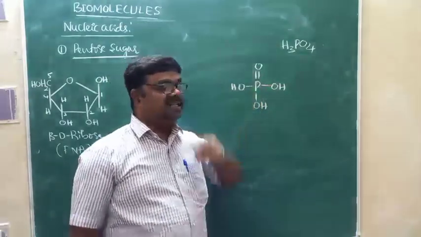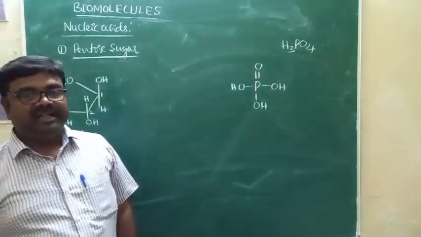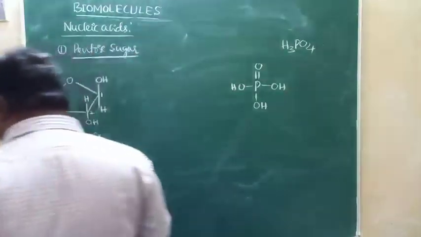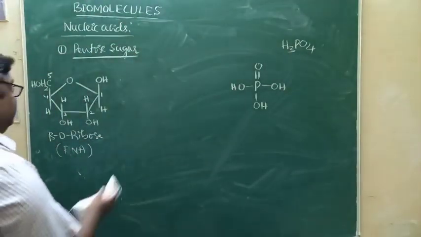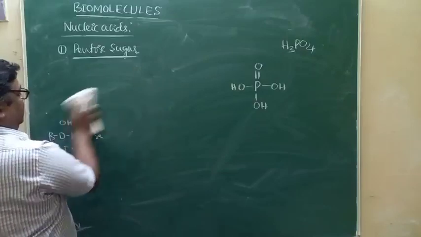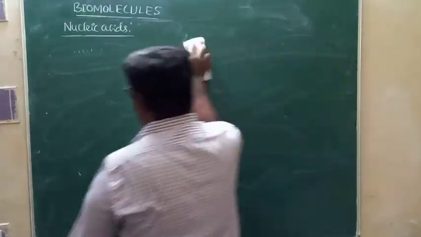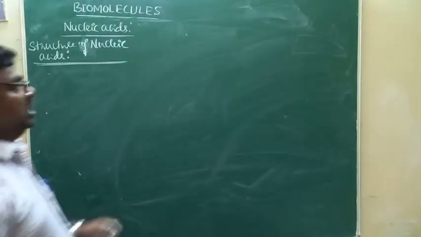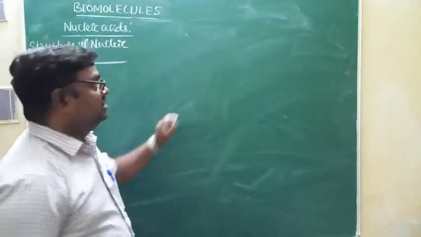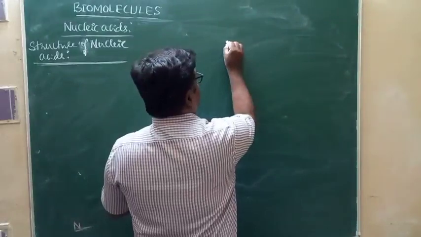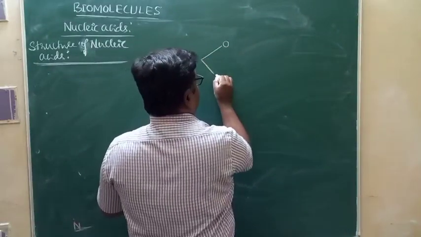So this is what we call phosphoric acid unit, present in nucleic acids. Now at this moment we'll take up the next discussion, that is the structure of nucleic acids, right? Now let us see the structure of nucleic acids, okay? And for that purpose, let me take up the pentose sugar.